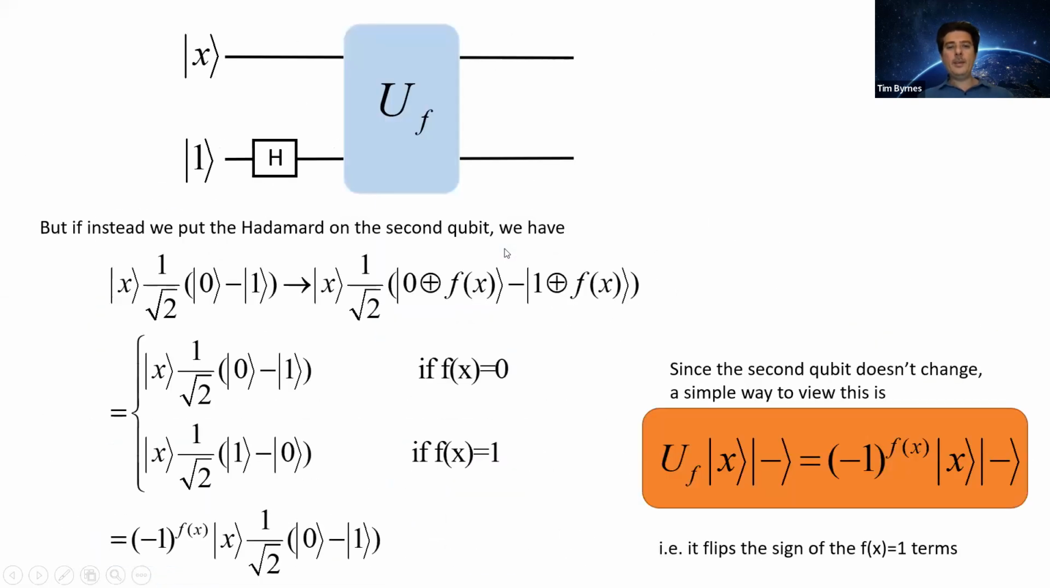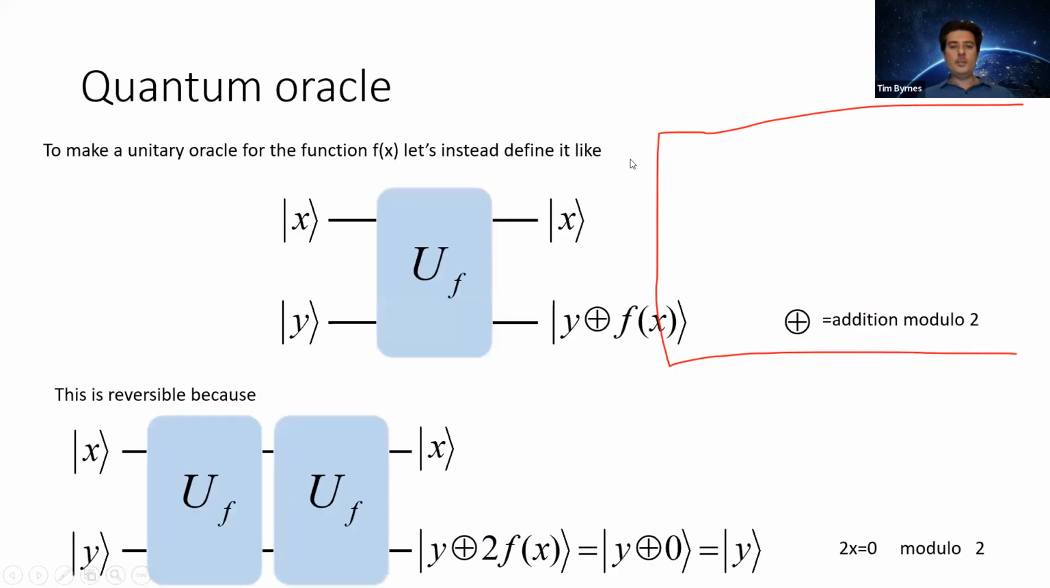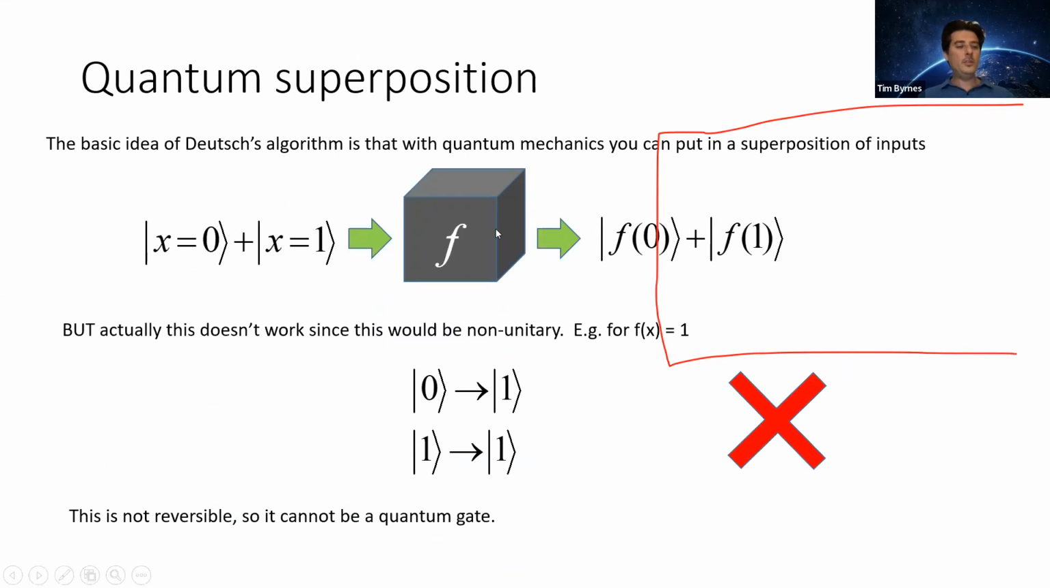Now, maybe another explanation. The way I explained it was a bit historical, because that's how it was originally discovered. Maybe you might like a different explanation, where I say, okay, even though this one is not a unitary operation, why don't I define it differently? Why don't I define it like this?